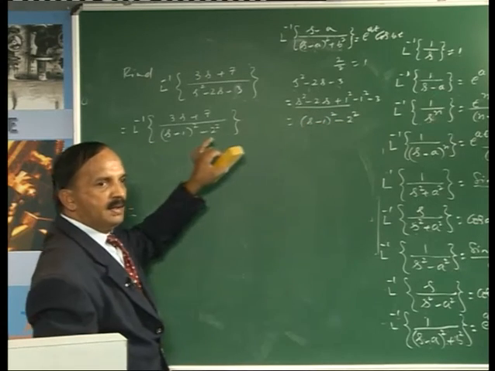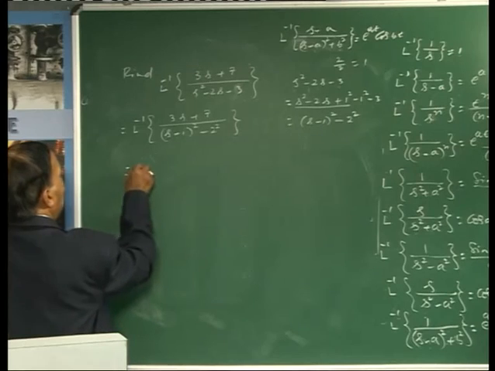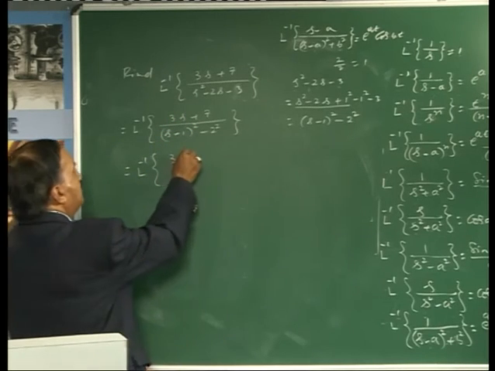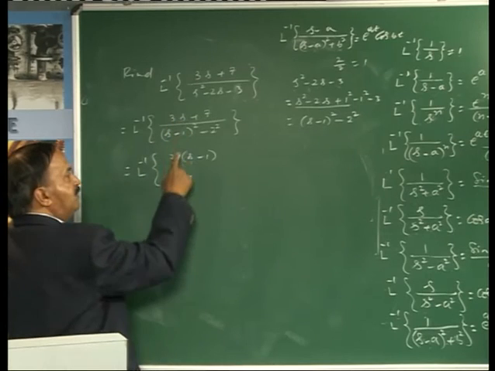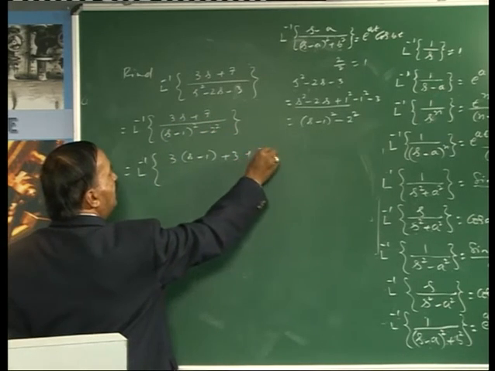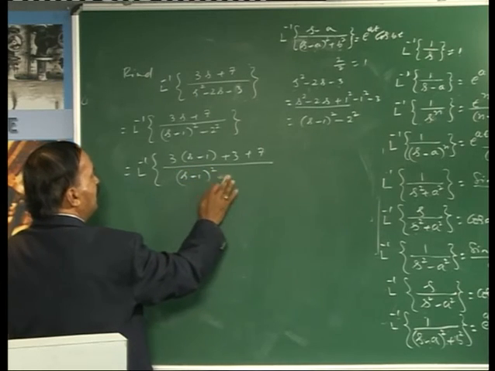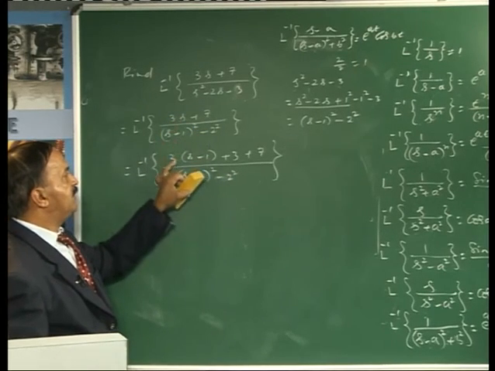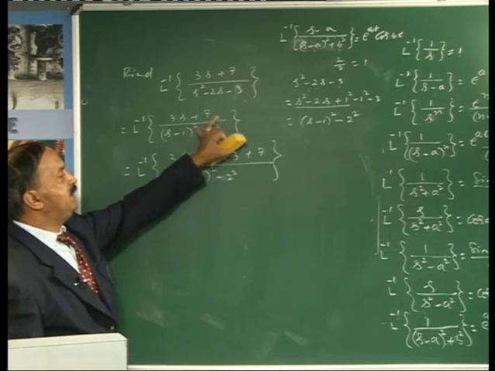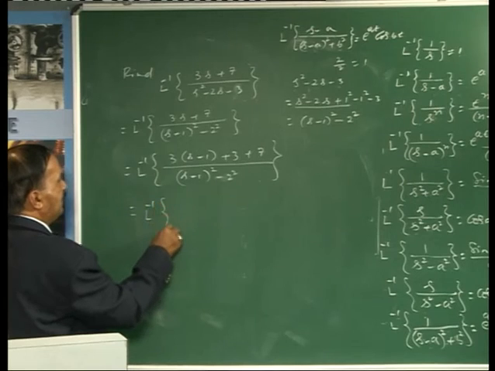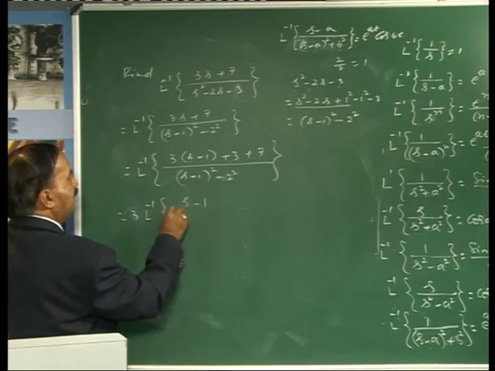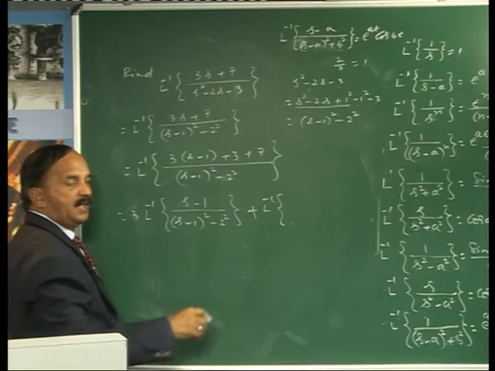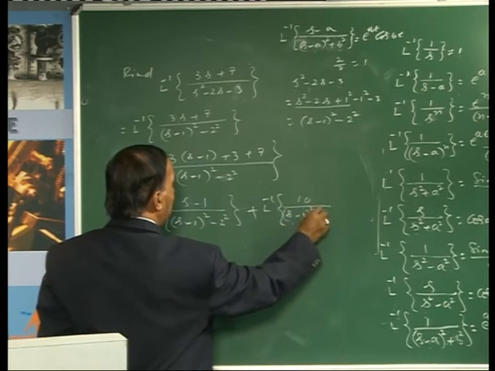So, (s minus 1) whole square minus 2 square, that is equal to L inverse of 3 into, in place of s you write s minus 1, then this becomes s minus 1 and 3s is 3s minus 3, so you write plus 3, plus 7 divided by (s minus 1) whole square minus 2 square. Here after simplifying 3s, 3s minus 3, there is no minus 3, so you should write plus 3, and this 7 you write the same, and separate these two terms. That is L inverse of 3, you take outside, the remaining is (s minus 1) by (s minus 1) whole square minus 2 square, plus L inverse of 7 plus 3, 10, divided by (s minus 1) whole square minus 2 square.